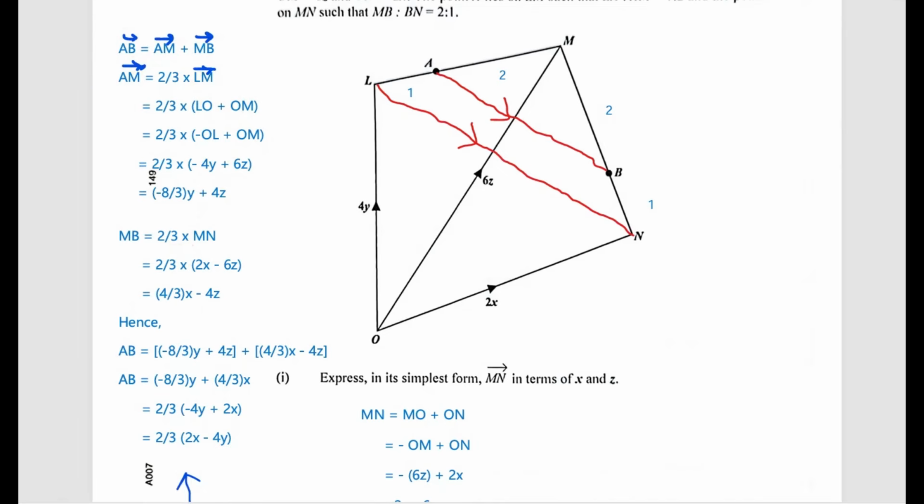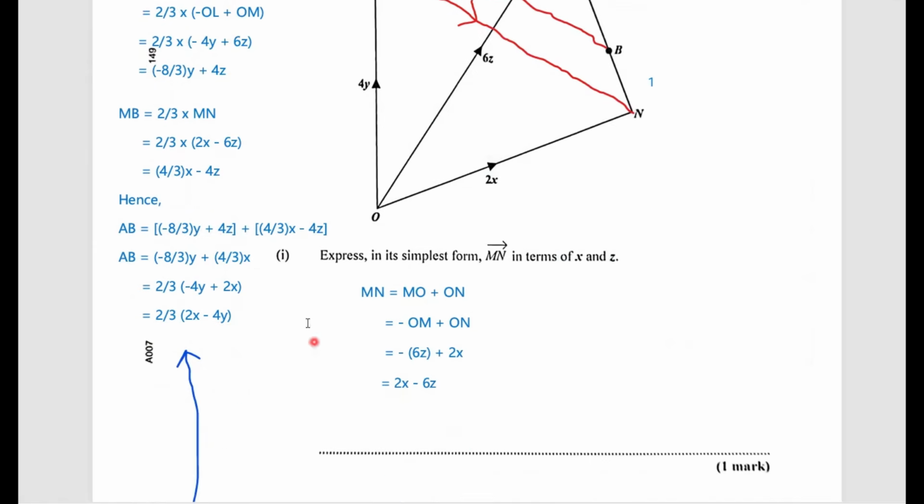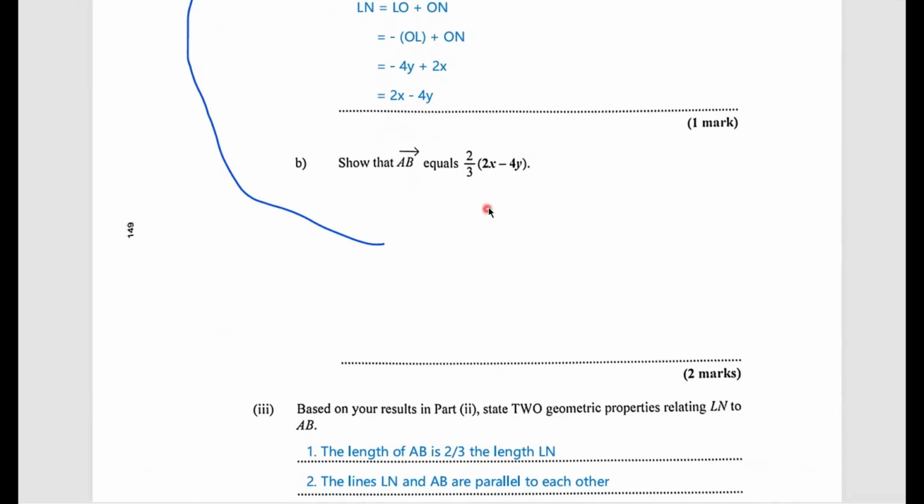Okay, so we want to calculate AB. So AB is AM add MB. We have AM, minus 8 on 3y add 4z, add MB, 4/3 x minus 4z. So we have minus 8 on 3y plus 4/3 x, because 4z minus 4z cancels out. And you can pull out the 2/3 from it. Minus 4y add 2x, and you can put the 2x in front, so 2/3 of 2x minus 4y. So that is exactly what we wanted to prove here, and we did it.